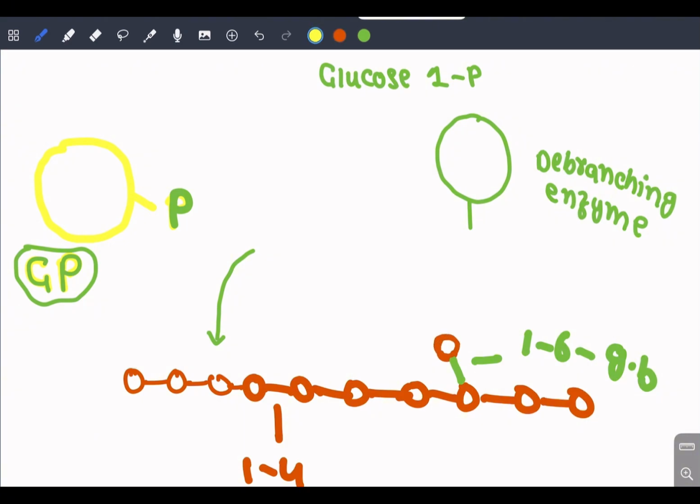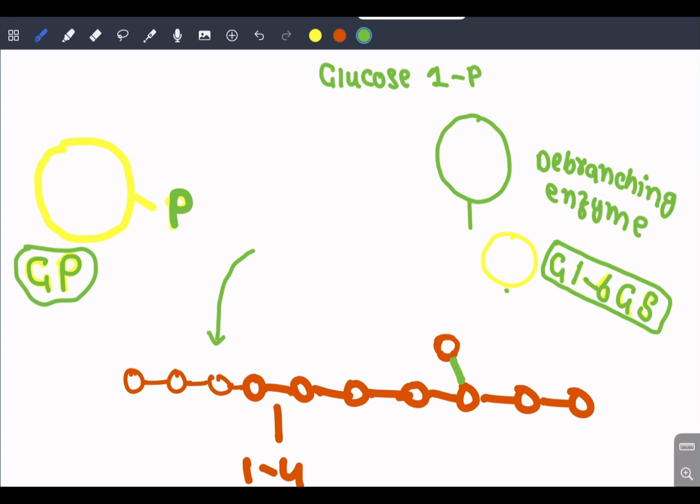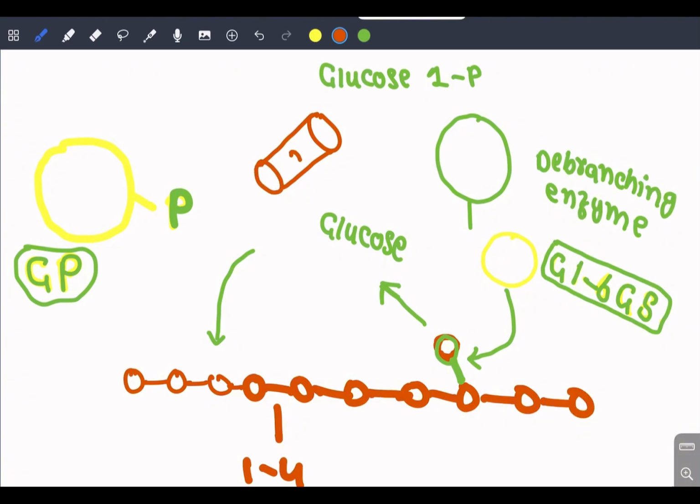So we have another enzyme, that is glucose 1,6 glucosidase. What actually does this enzyme do? This is a glucose 1,6 glycosidic bond. It breaks this bond and removes this glucose, and this glucose can be used as a source of glucose in the blood. Then this glucose goes inside the blood vessel and increases the blood glucose level.